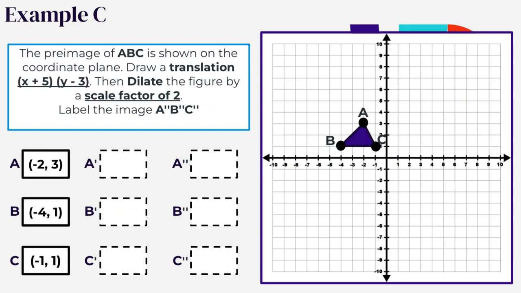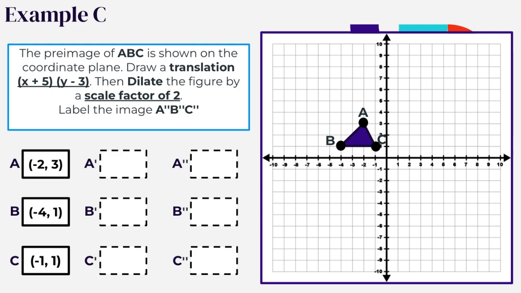So here we are at example C, and it says the preimage of ABC is shown on the coordinate plane. Draw the translation, x plus 5, y minus 3, then dilate the figure by a scale factor of 2. So this time we've got to do our translation first, then we've got to dilate, which is different than before when we were reflecting. So the first thing we're going to have to do is the translation, that comes first, and then the dilation, which is going to just be multiplying.